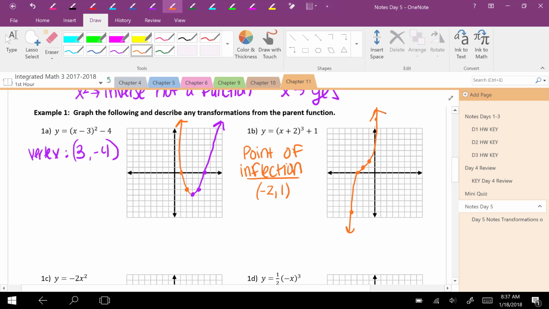Make sure you pay attention to what that exponent is. If you just see an exponent, you might think, oh, it's quadratic. Make sure you pay attention if the exponent is a 2 or a 3. I saw that some of you wrote vertex here, and I understand why, but it's technically not a vertex. It's called a point of inflection. That's where the graph will start changing direction.